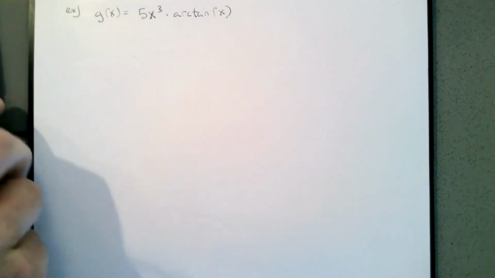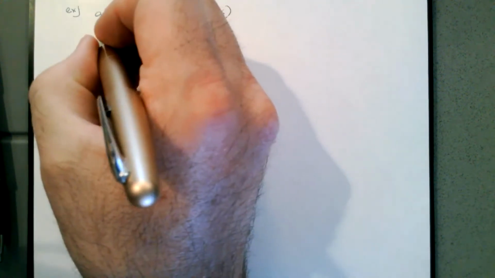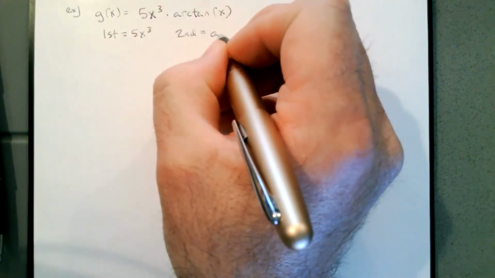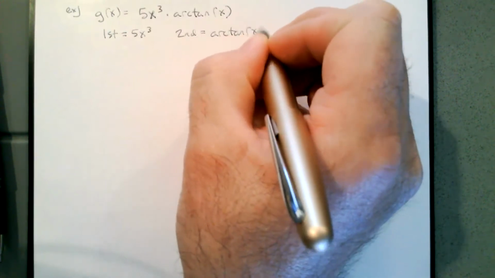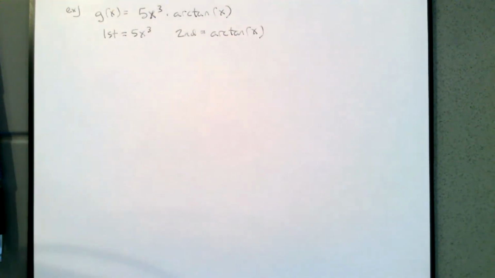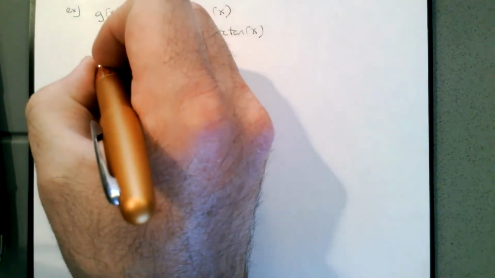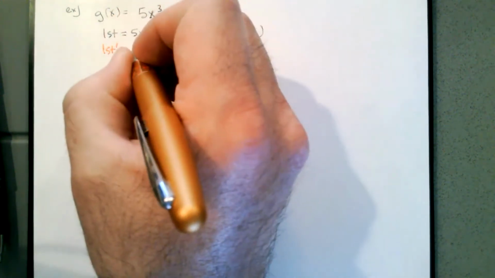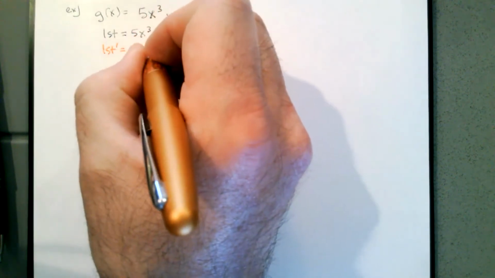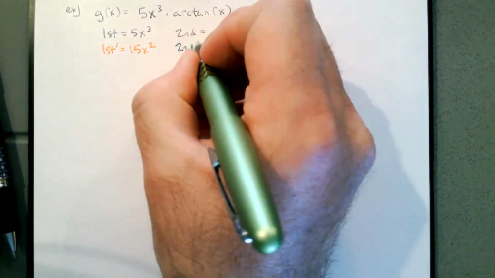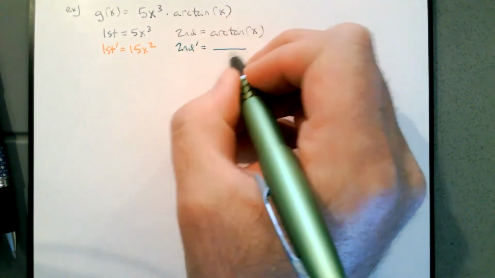So here, we'll say the first is 5x cubed, and the second is arctangent of x. Now we need to use the product rule. So I'll need the derivative of the first. The derivative of 5x cubed is 15x squared. And the derivative of the second is 1 over 1 plus x squared.